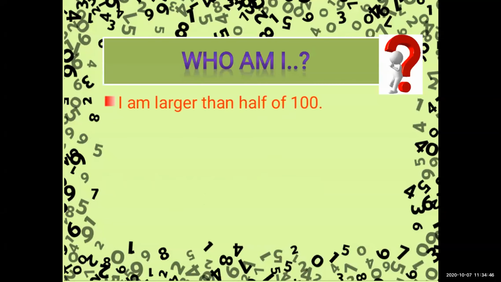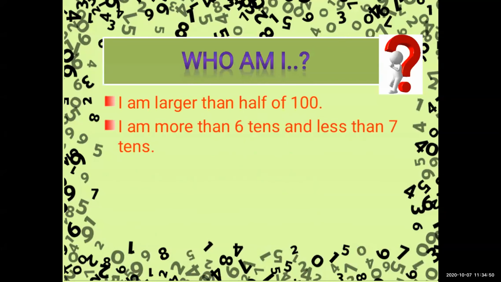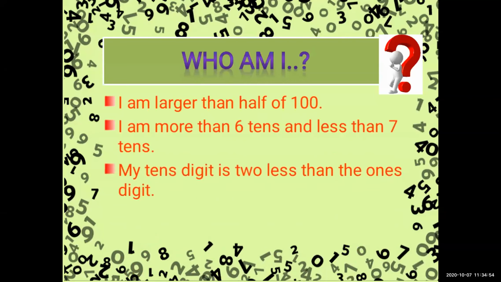I am larger than half of 100. I am more than 6 tenths and less than 7 tenths. My tens digit is 2 less than my ones digit. My digits have a sum of 14. It is only 1 question, not 4 or 5 questions. Your time starts. Who will raise the hand first? Let's see.